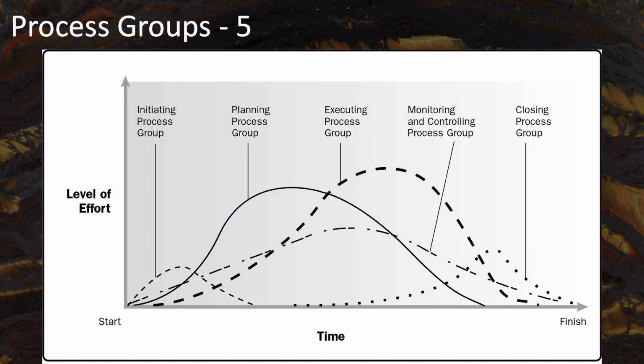As you can see from this diagram that comes from the PMBOK guide, the level of effort spent in each of these process groups rises and falls in turn, but with significant overlap among the process groups. In particular, notice that the planning process group is a major component of the effort during most of the project, and that monitoring and controlling processes extend through the entire life cycle of the project.